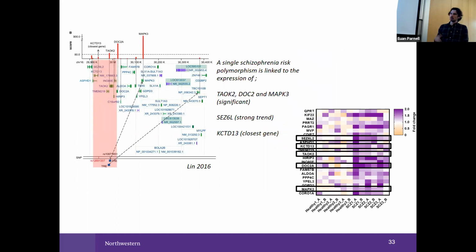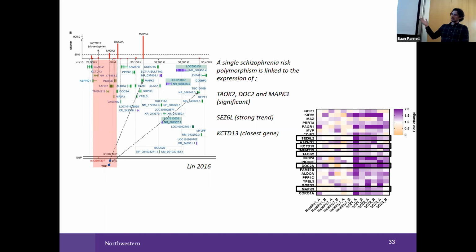And so this single nucleotide polymorphism is not in a coding region, and it's a single base pair change, but this has been shown to affect the expression of these three genes, TAOK2, DOC2A, and MAPK3, which are within the 16p duplication, in addition to SEZ6L, which showed a strong trend, and KCTD13, which is the closest gene. And interestingly, this single base pair change is enough to give risk to schizophrenia. It's not nearly as strong as the 16p duplication, but this suggests that some of the genes that are altered by this polymorphism may be important in the presentation of schizophrenia.